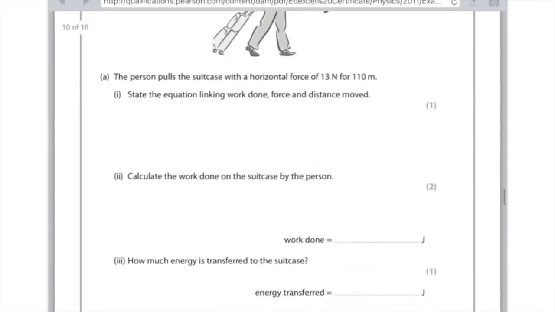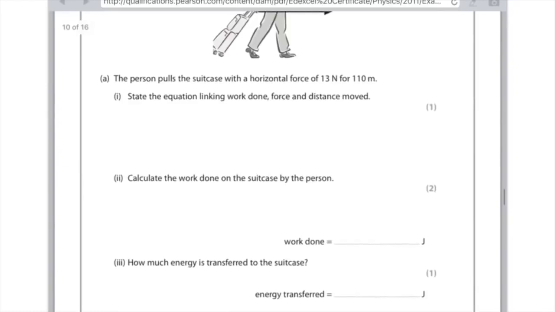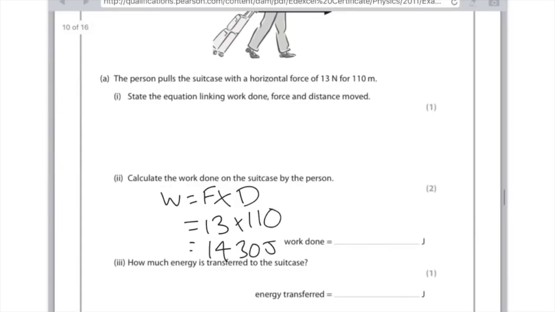So calculate the work done on the suitcase by the person. So let's just write, work done equals force times distance. Force is 13, distance is 110, and the answer here is 1430 joules, because that is the units. How much energy is transferred to the suitcase? Okay, this isn't a trick question. Just remember that work done and energy have the same unit, which is joules, so you can literally just copy that number down here.